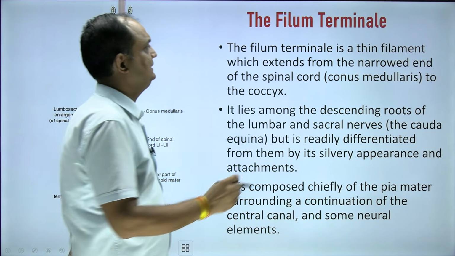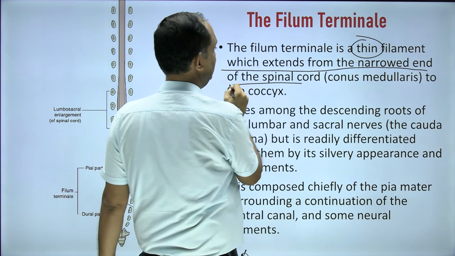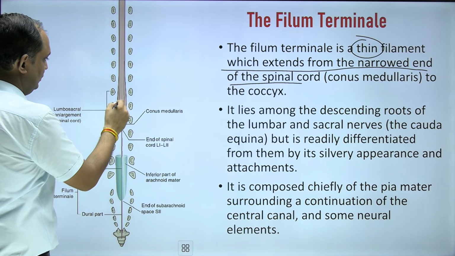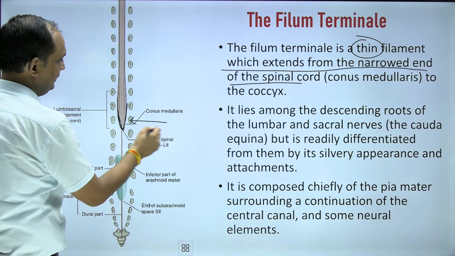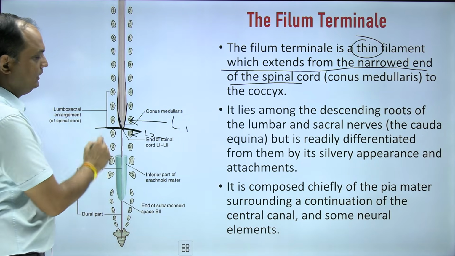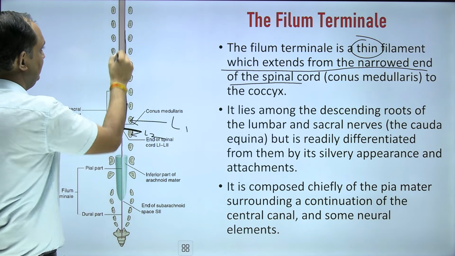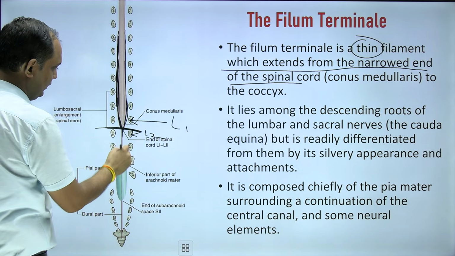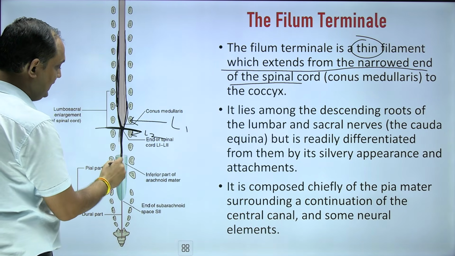The filum terminale is a thin filament, and this thin filament extends from the narrow end of the spinal cord, that is the conus medullaris. Now here in this image, you can see that this is the lower end of the spinal cord. Again, you have to understand that this is L1 and this has to be L2. So this is the lower end of the spinal cord at L1, L2, and it is intimately related with a covering known as pia mater. Now, the pia mater will not end here. The pia mater continues downward as the filum terminale.